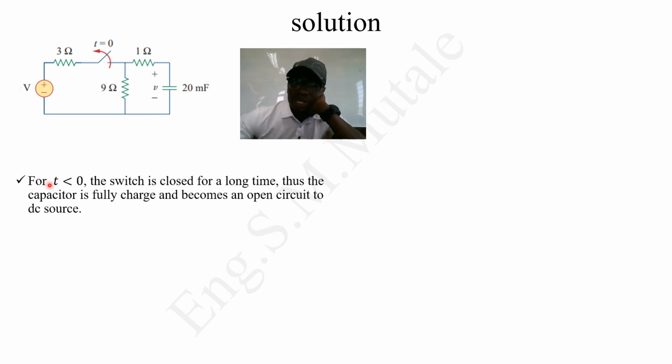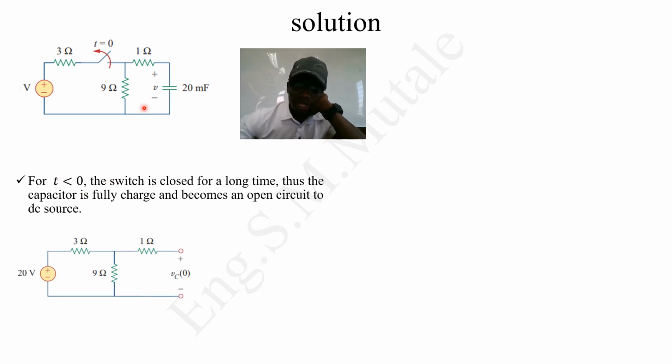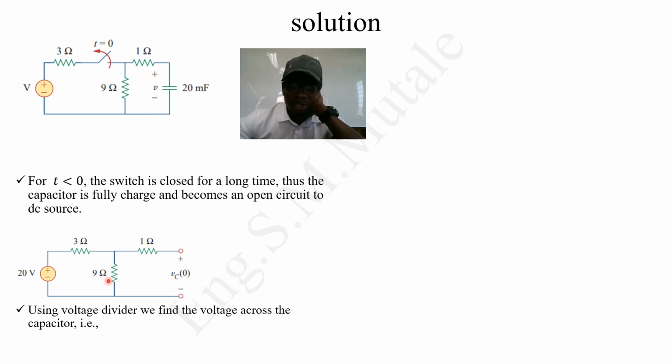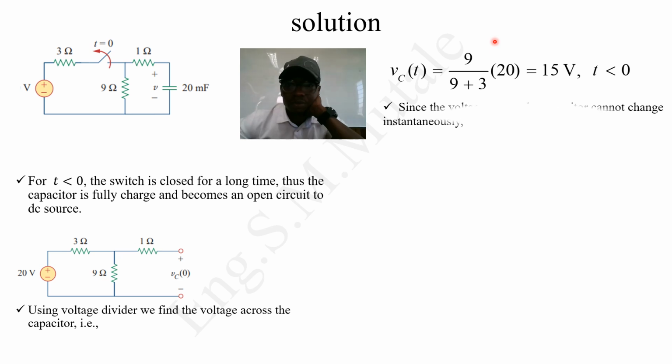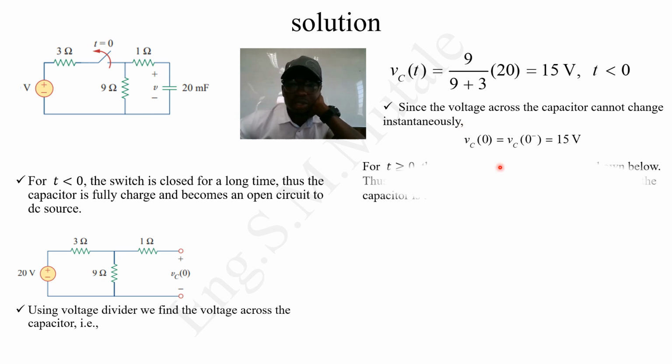So at a period where time is before zero, we have an open circuit, which is this one there at the capacitor. So this is an open circuit. So we can find the voltage drop across that, which is basically the voltage drop across the 9 ohm resistor. If we use the voltage divider rule, the voltage drop across the 9 ohm resistor will basically be this, which is 15 volts. So this 15 volts is the voltage across the capacitor, and it's basically the initial voltage. Since the voltage across the capacitor cannot change instantaneously, we have this, which is the initial voltage.